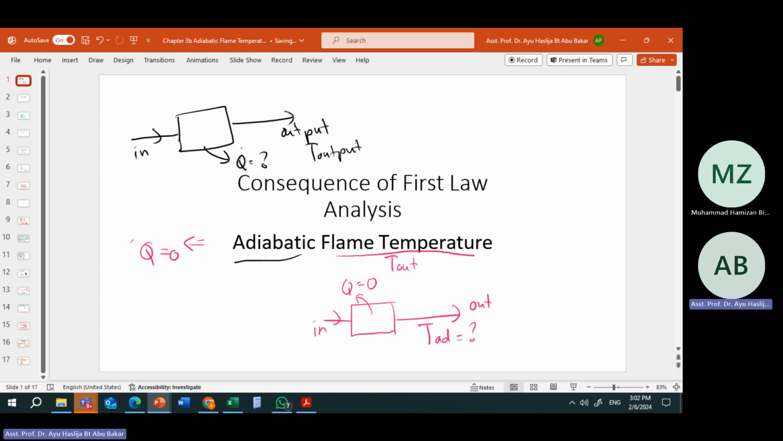Similar step, total heat of product minus heat of reactant. But product tadi, the T is unknown. Okay. Kan? Ya. Okay. Tadi T is known lah. Jadi kita cari Q. H product minus H reactant. So H product ni dekat known T out. Kan? Tapi sekarang T out ni is unknown. We need to find that T out. The same equation.